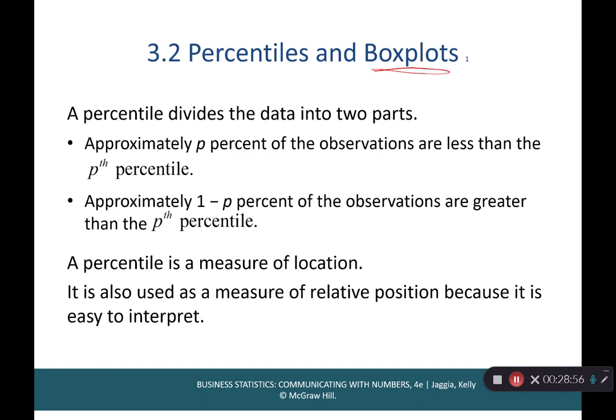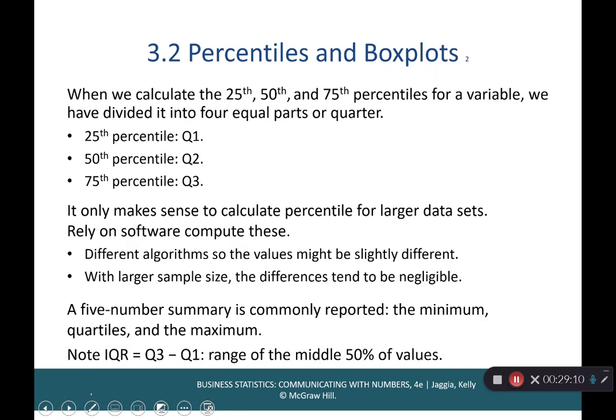So a percentile is a measure of location, and it's also used to measure the relative position because it's easy to interpret. So make sure you know percentile, measure of location. The percentiles that we are most interested in typically in statistics would be the 25th percentile, 50th, and the 75th percentile. Now, they get their special name.